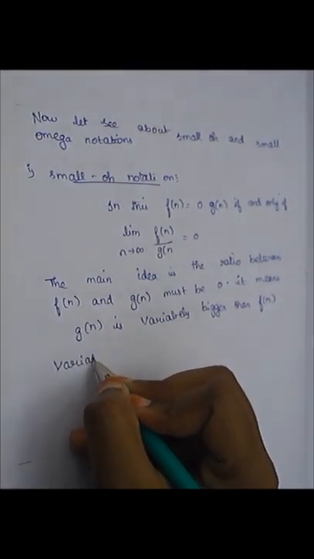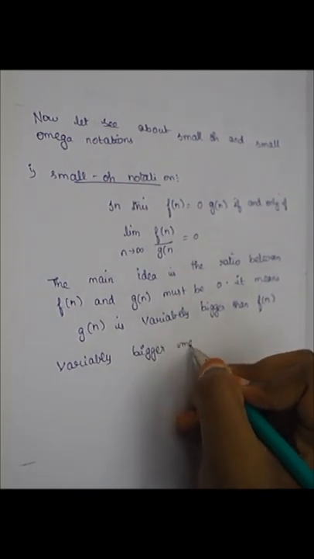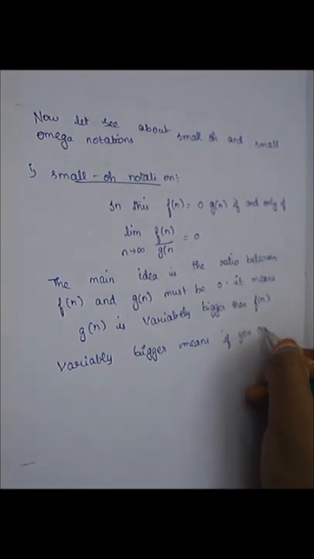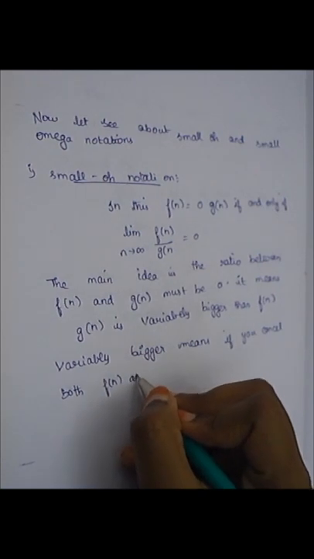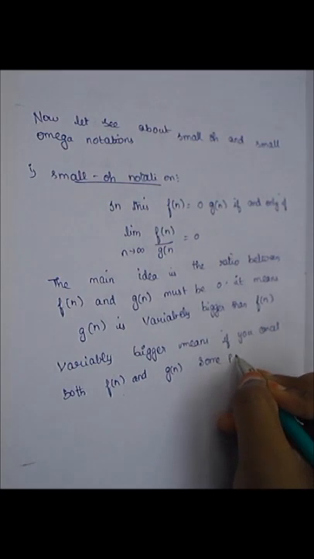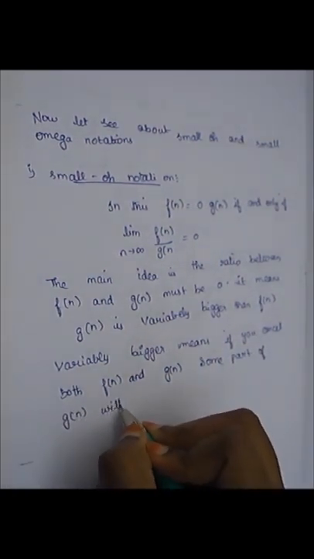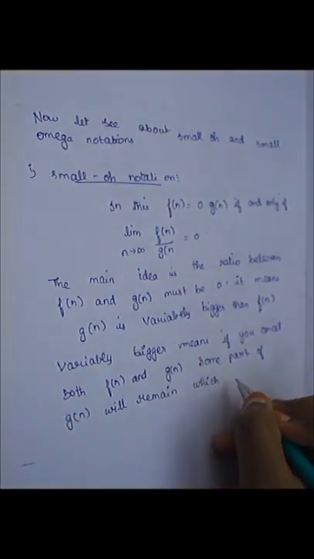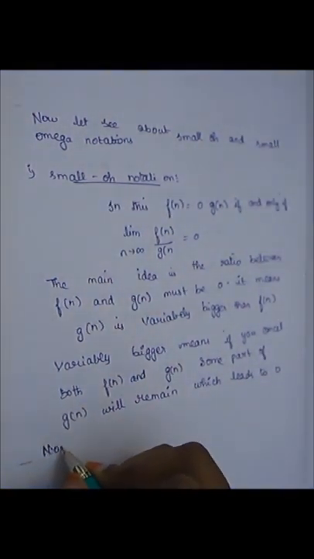Variably bigger means if you cancel both f of n and g of n, some part of g of n will remain, which leads to 0.